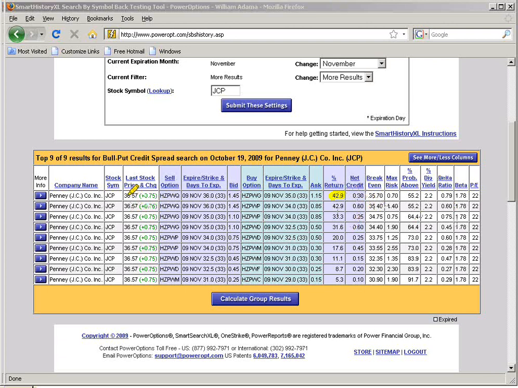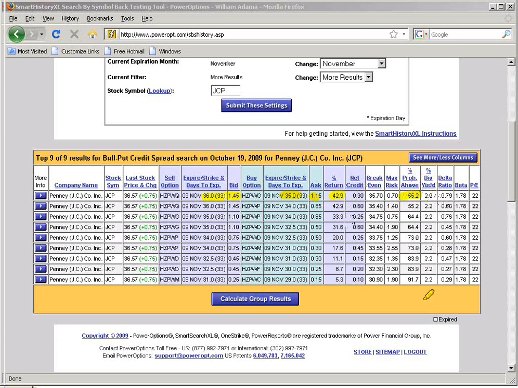Okay, so this first spread is I could sell almost the at-the-money November put, the 36 for $1.45, and at the same time buy the 35 put for $1.15. This would have resulted in a potential credit of 42.9%. We only had a probability of 55.2%. Okay? Well, let's reverse that.